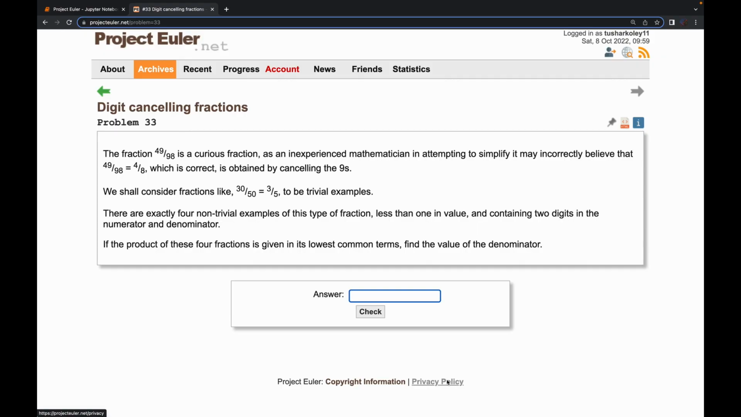Alright, let's move into problem number 33 now. This problem talks about cancelling fractions. If you look at this example, 49 by 98, and you see 9 as a common term, if you cancel 9, then that becomes 4 by 8. And 4 by 8 we know is 0.5. So in this case, 49 by 98 is equal to 4 by 8. We might think that if we remove 9 as a common term, this becomes the same.